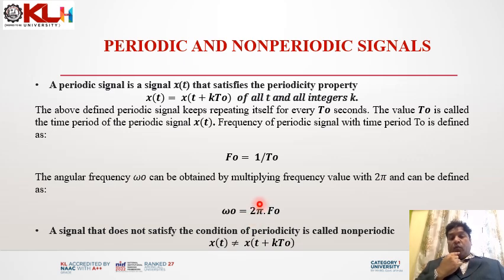Now, what is a non-periodic signal? The non-periodic signal is also called an aperiodic signal. It is not periodic, therefore it does not have repetition. The definition of the non-periodic signal is simply x of t is not equal to x of t plus k times t naught. So there is no repetition. Since the repetition is not there, we simply have an inequality.